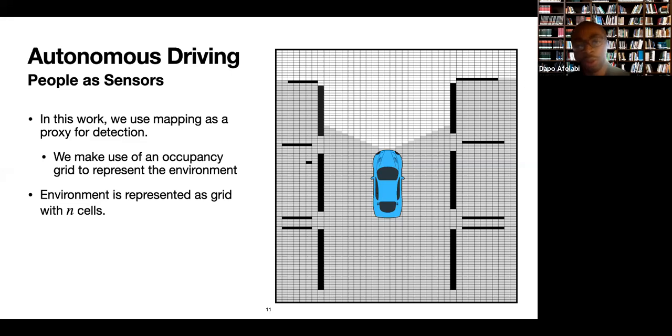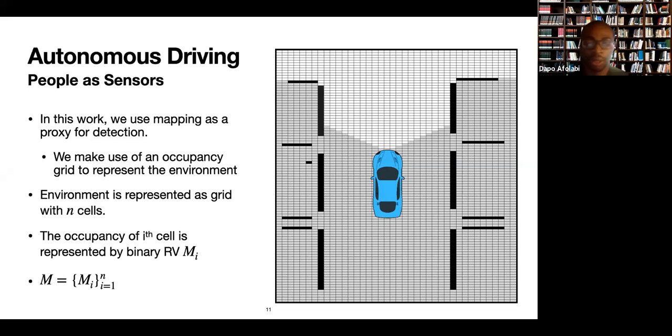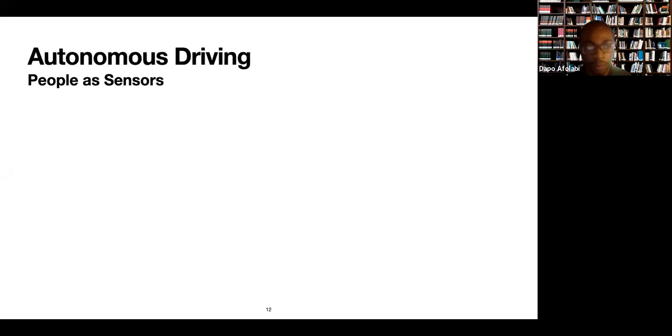Each grid cell will contain a binary random variable, where the random variable just tells us the probability of that grid cell being occupied. Basically, we collect all these random variables to represent the environment in another collection of random variables M. Before we go on, we're going to define some other random variables and then try to define the problem we're going to solve.